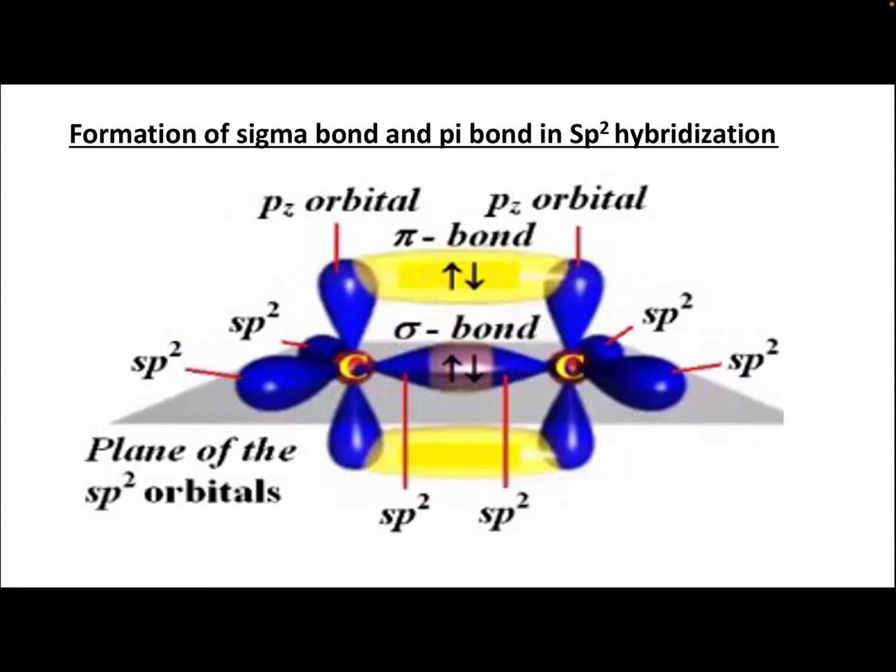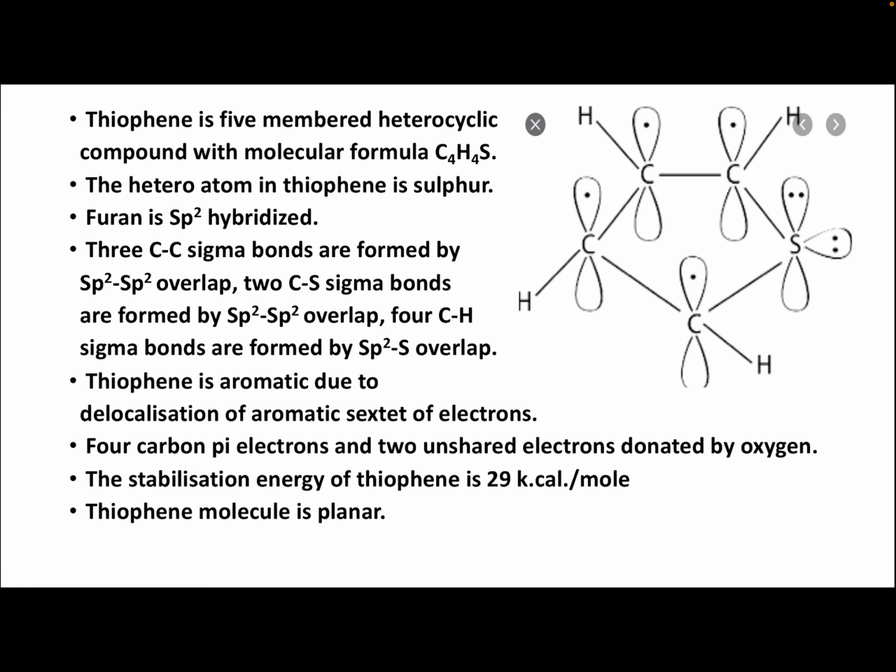So here you are seeing overlap of sp2 orbitals forming a sigma bond, and 2 more sp2 hybrid orbitals sidewise on both the carbon-carbon bonds, and here 2pz overlap is there, a pi bond is there, and here you are seeing the plane of the sp2 hybrid orbitals. It is a planar molecule. In sp2 hybridization, it is a planar molecule. So thiophene is a planar molecule.